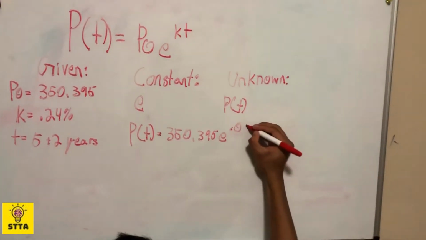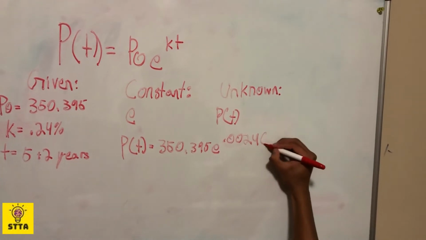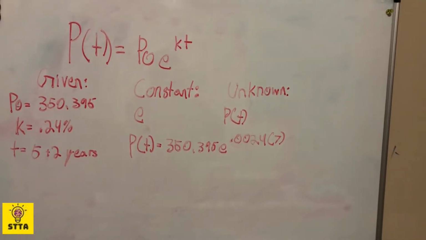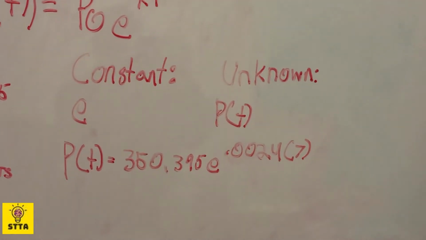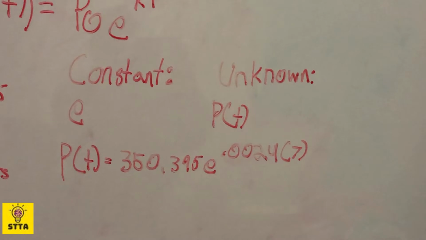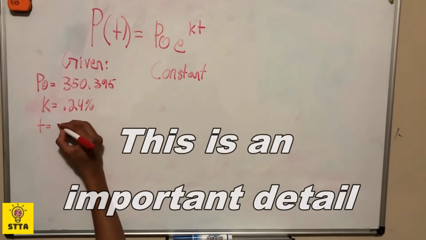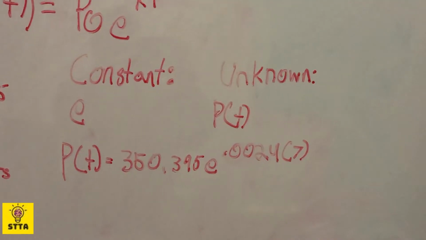To set up this equation, we must do P of t is equal to our initial population times e to our growth rate times the number of years. Keep in mind that in this case, we are going to be getting the population 5 years from today, or 2019. Since our initial population is from 2017, we must add 2 additional years to make sure that this is 7 years from 2017, or 5 years from now.